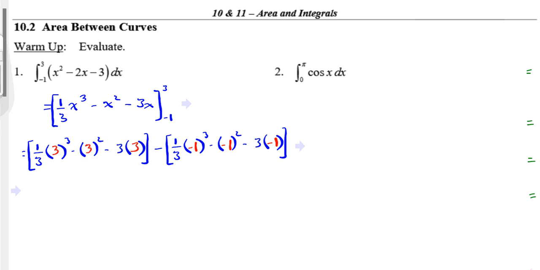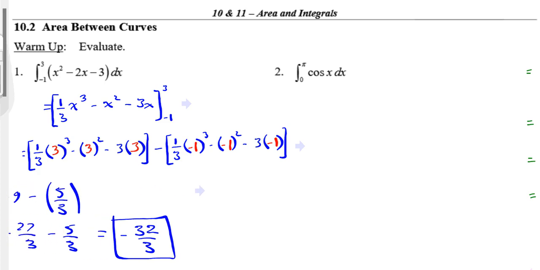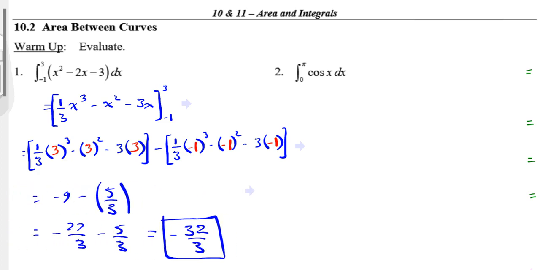And it looked like lots of people were ending up with -32/3 or -10 2/3. Any questions with that?